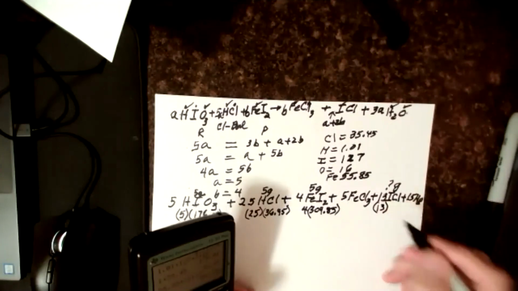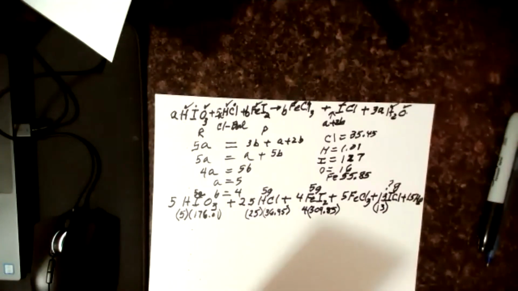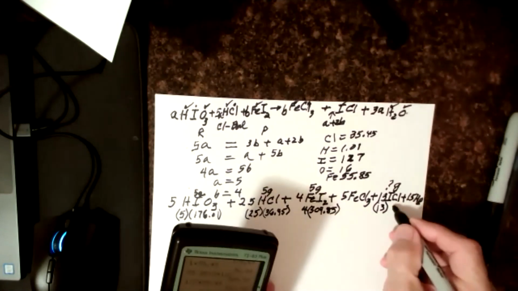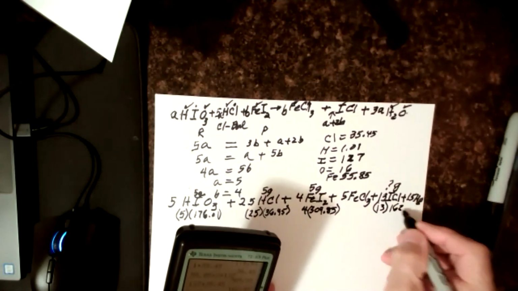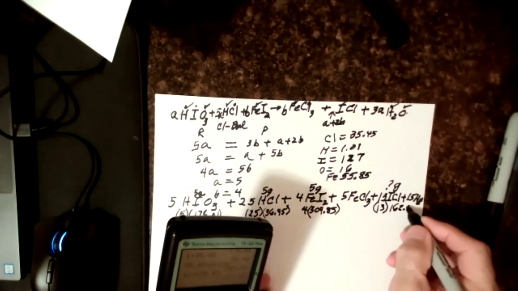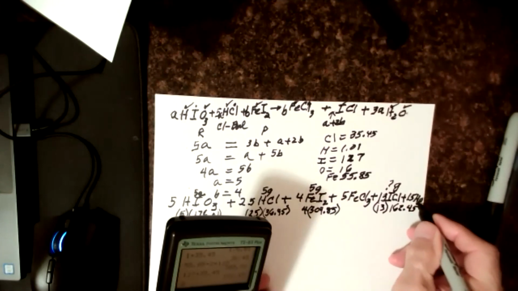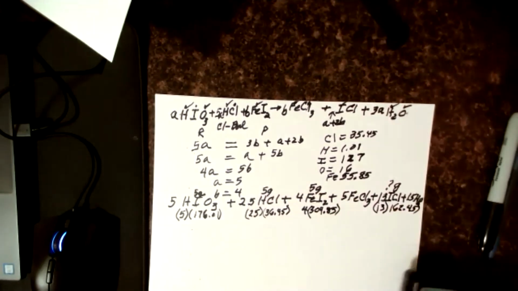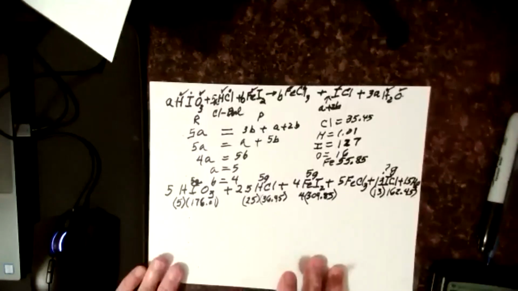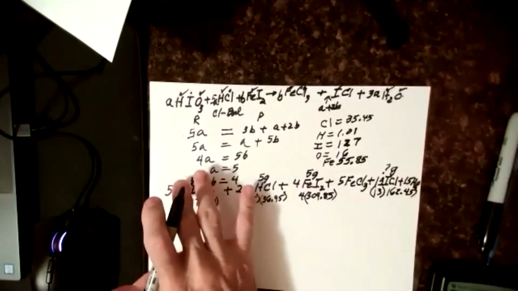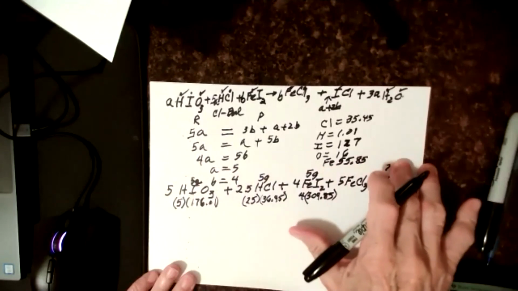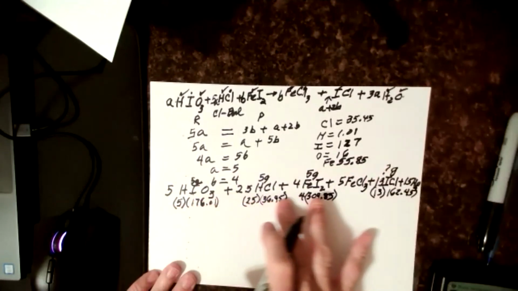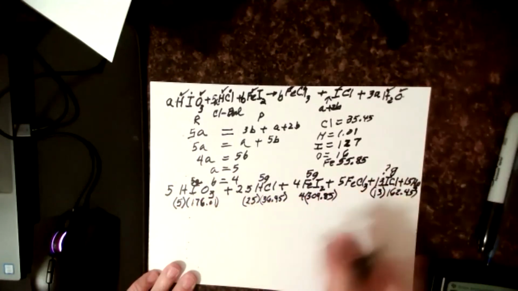So I've got 13 moles of iodine monochloride. Iodine is 127 and chlorine is 35.45. That's 162.45. Okay, now I've got everything set up, there is the problem.